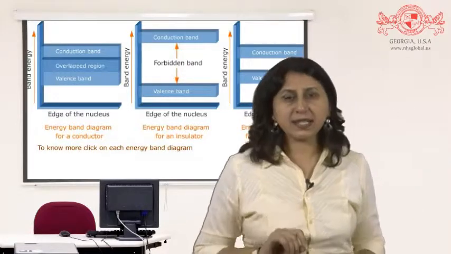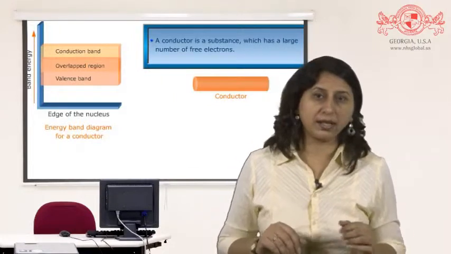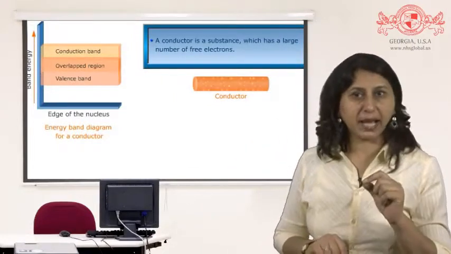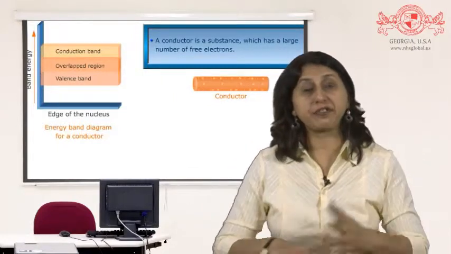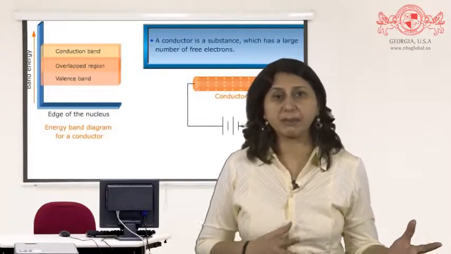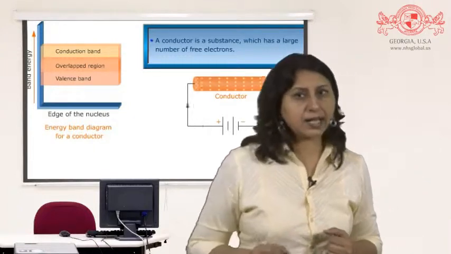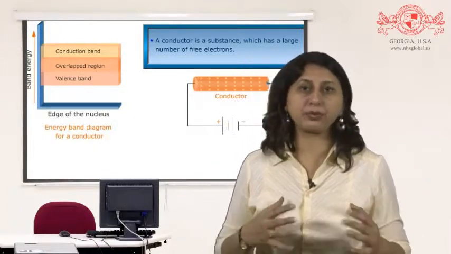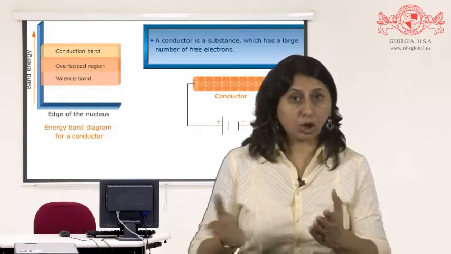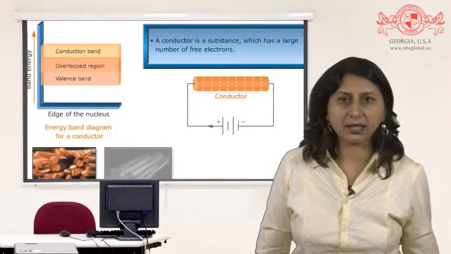A conductor is a substance which has a large number of free electrons. When potential difference is applied across a conductor, the free electrons move from negative terminal to positive terminal of the supply, constituting electric current. Conductors allow electric current to pass through them. For example, copper, aluminium, brass, nichrome, and all metals are conductors.